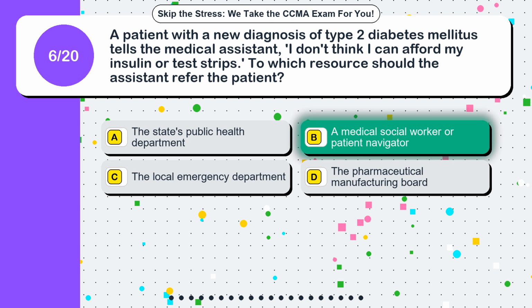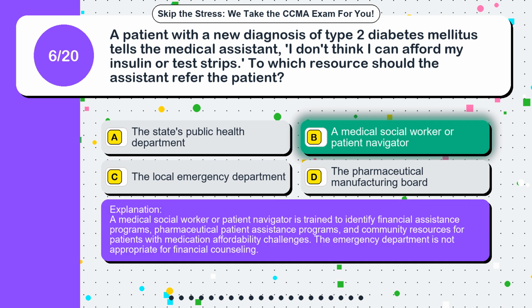A medical social worker or patient navigator. A medical social worker or patient navigator is trained to identify financial assistance programs, pharmaceutical patient assistance programs, and community resources for patients with medication affordability challenges. The emergency department is not appropriate for financial counseling.